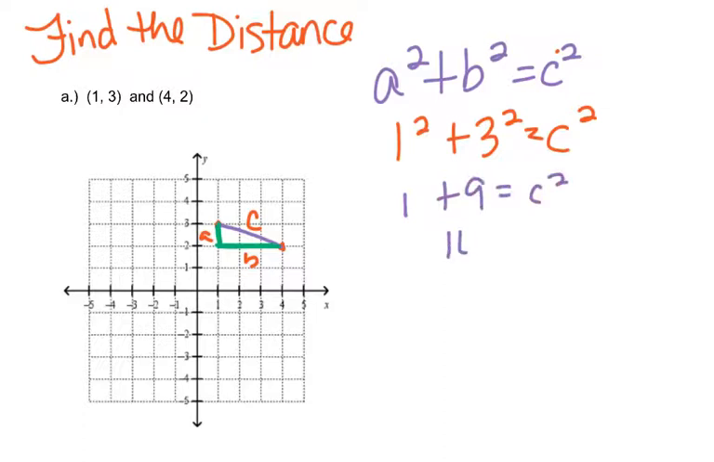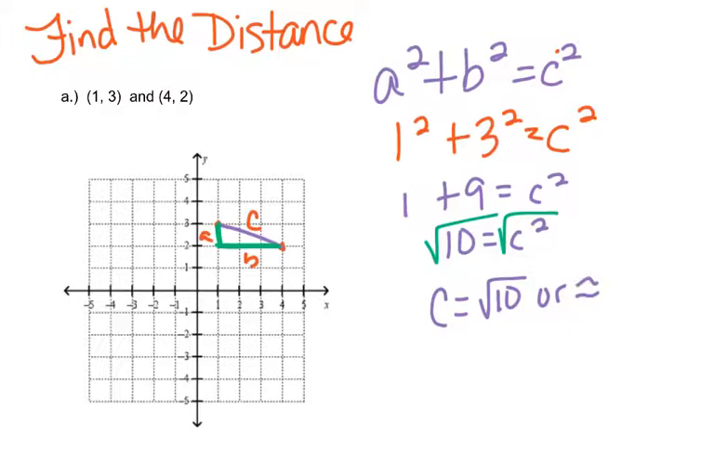So then you have 10 equals c squared. Take the square root, and you're going to get an irrational number. So you could either leave it as c equals the square root of 10, or if it has you round to a certain amount of decimal places, like I'll do 1 decimal place, it's approximately 3.1 units.